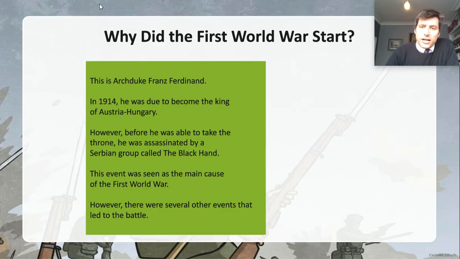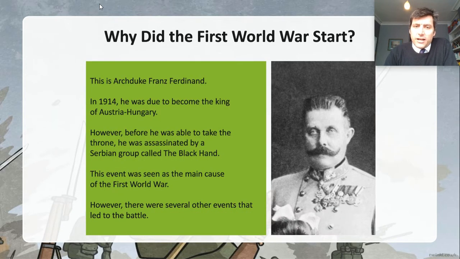It started with Archduke Franz Ferdinand. Here he is. He was due to become the king of Austro-Hungary. Okay, he never got to be the king due to the fact he was assassinated by this group called the Black Hand from Serbia. There were other events which led to that battle as well, but this was the catalyst.